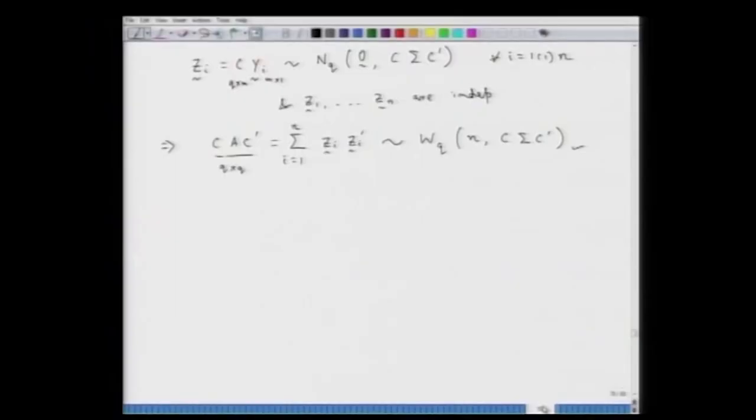So, in order to prove that, we would be requiring these results concerning the Kronecker product. Let me just introduce what a Kronecker product is and what are the results that we are going to state here. Some results on Kronecker product of matrices.